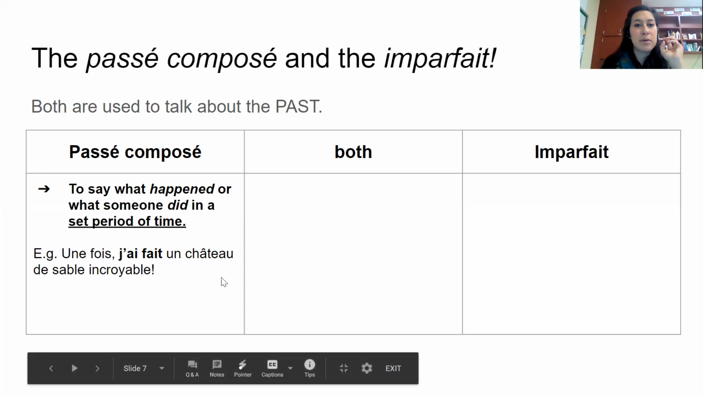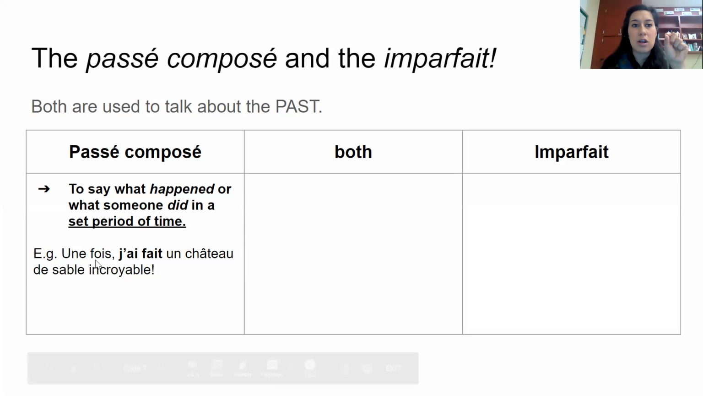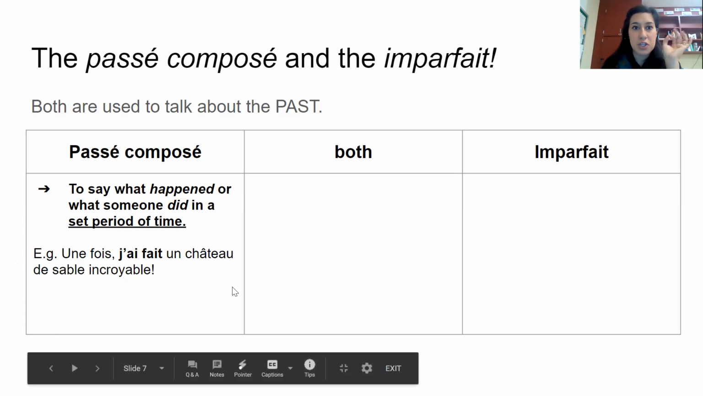And here's an example en français. Une fois, j'ai fait. So this is passé composé. J'ai fait un château de sable incroyable. So un château is a castle, de sable is sand. So once, or one time, une fois, I made an incredible sandcastle. Un château de sable. So I want you to pause the video, copy this down, not just the English, but the example in French too.